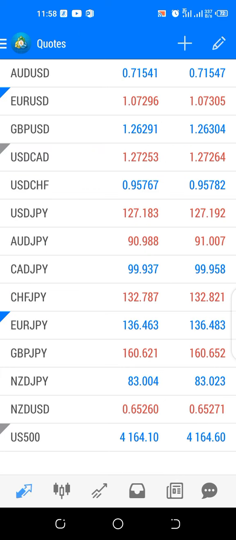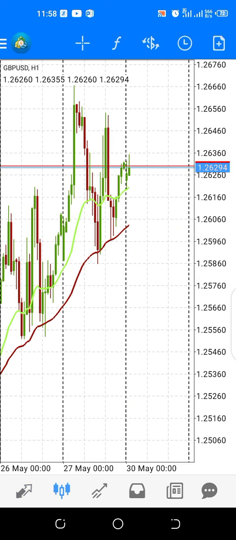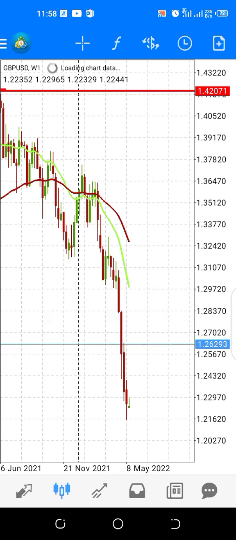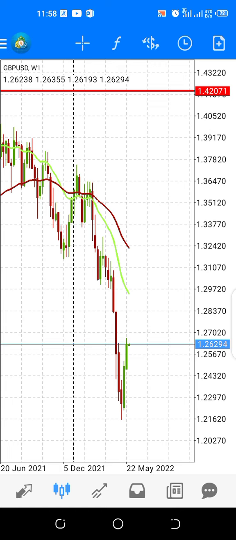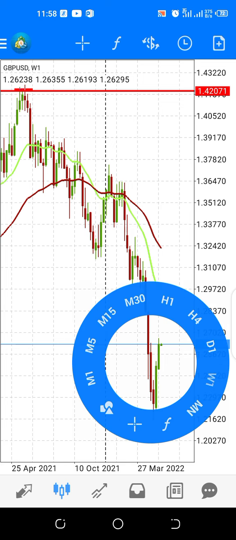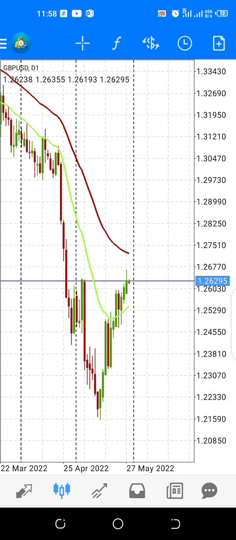So that's for that. Let's check out the GBP USD. It's still on a very bullish trend too. But let's check out what happened last week. Very nice bullish momentum. Okay, so the trend is still intact. You can see on the H4 and the D1, the trend is still very interesting.